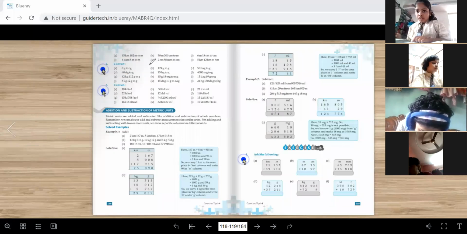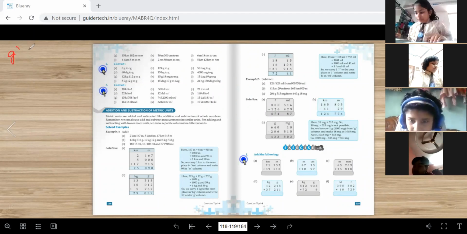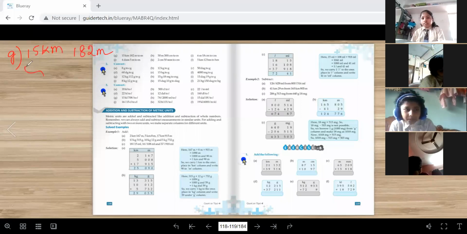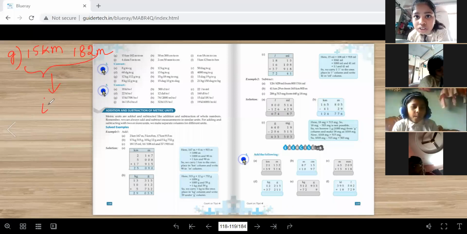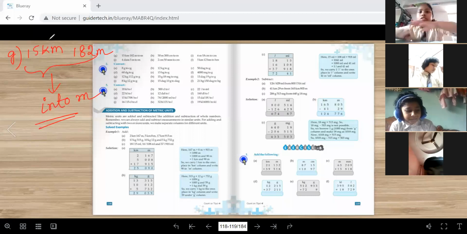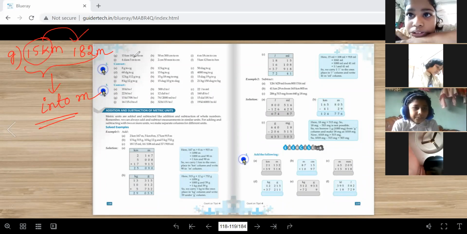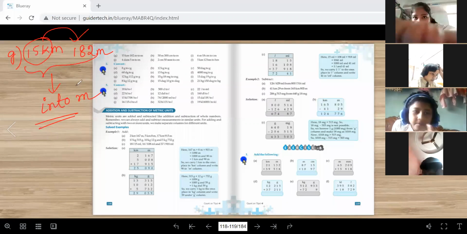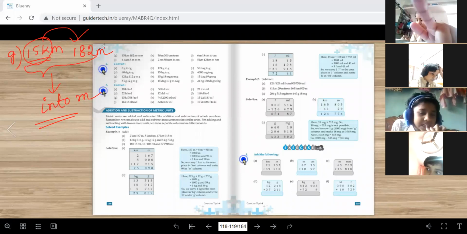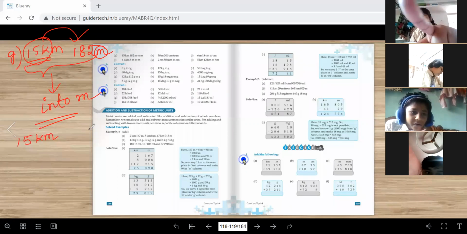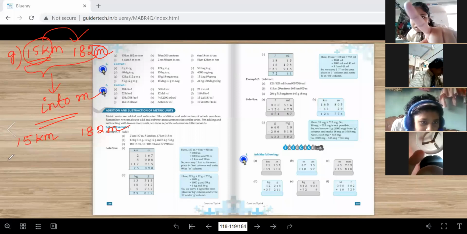Acha, number G. It is given 15 kilometer and 182 meter. This whole we have to convert into meter. Try to understand how to do this type of thing. First, this kilometer we will have to convert into meter. Then we will add these to meter. Again listen. Look, first 15 kilometer we will have to convert this into meter. 182 meter. So how to do?